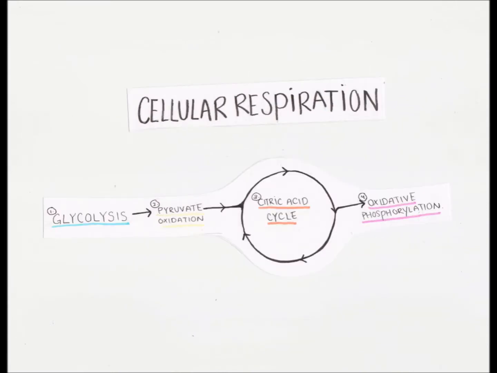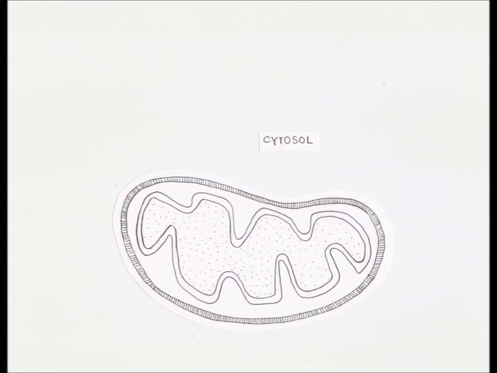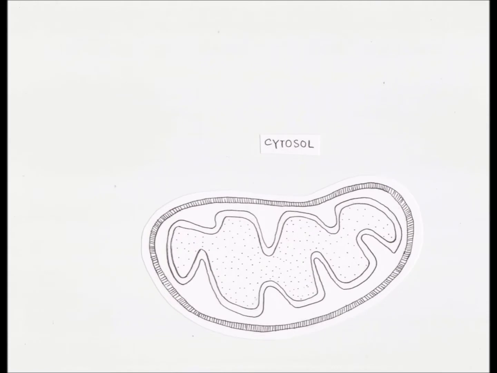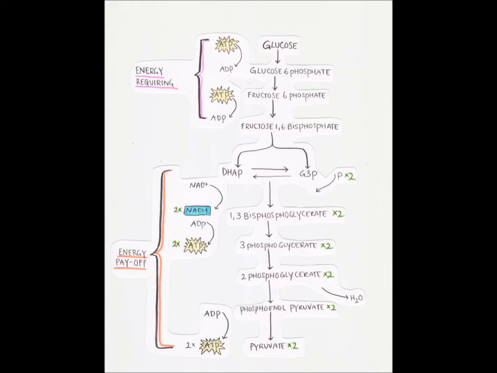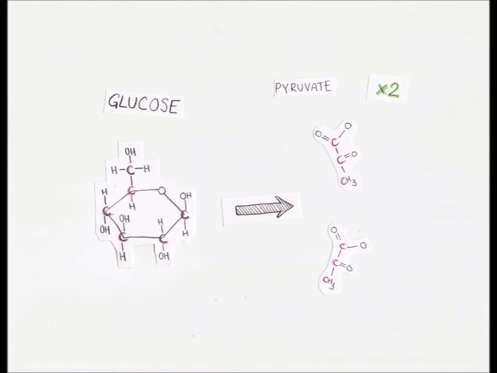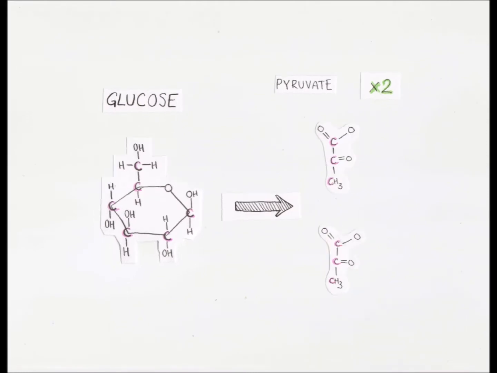And so our journey begins outside the mitochondrion in the cytosol of the cell, where we start with the first step in cellular respiration, glycolysis. Now, glycolysis in itself is a 10-step process, so let's just stick with the main ideas for this video. The main objective in glycolysis is to break down a 6-carbon glucose molecule into 2 molecules of 3-carbon pyruvate.